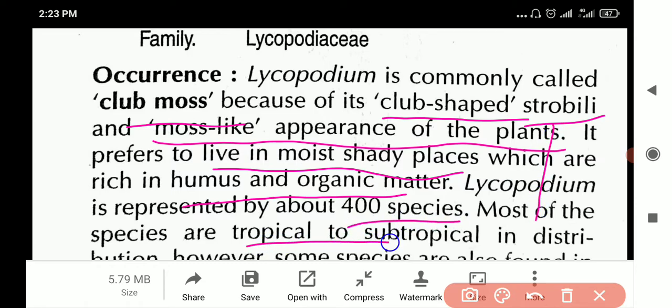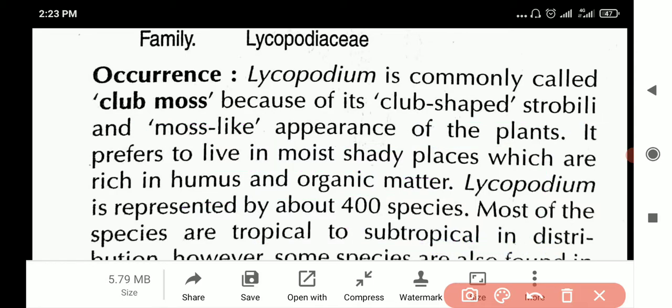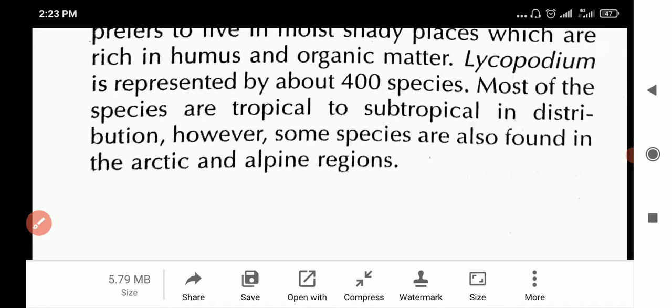Most are tropical to subtropical in distribution. Obviously, if you think about it, most of the plants belong in the tropics, because in the polar regions nothing can grow, nothing can survive. So it is obvious.